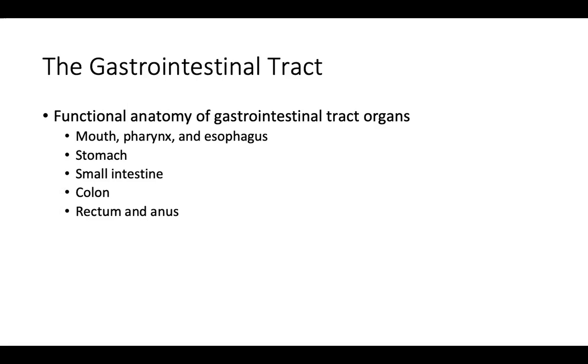Looking at the various structures of the GI tract here, from mouth down to anus, and we'll talk about their functional aspect. So we're going to talk about the mouth, the pharynx, the esophagus, which are the upper components. We're going to talk about the stomach, which is that storage area for food. We're going to talk about the small intestine, then the large intestine or the colon, and then the final part, which is the rectum and anus.